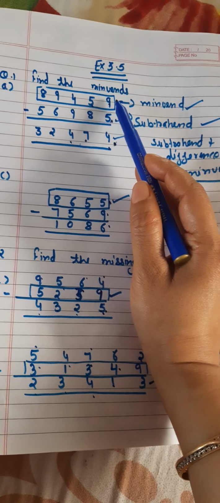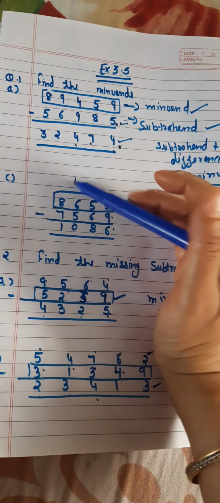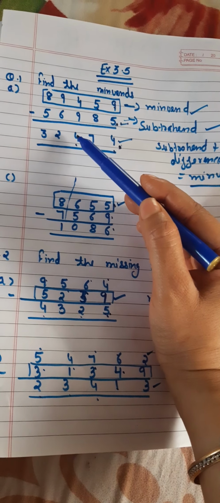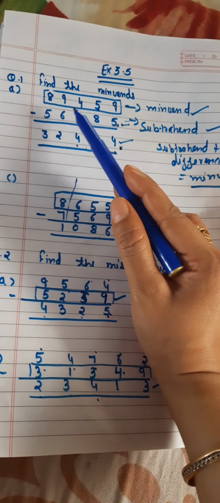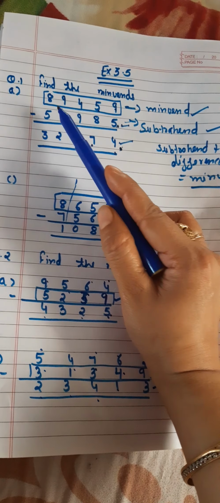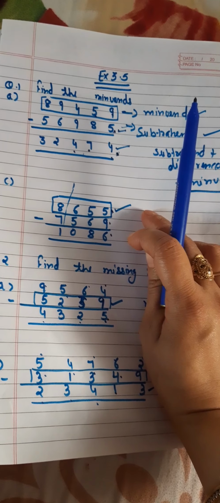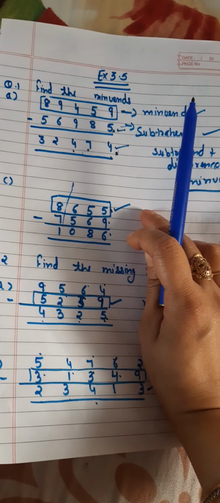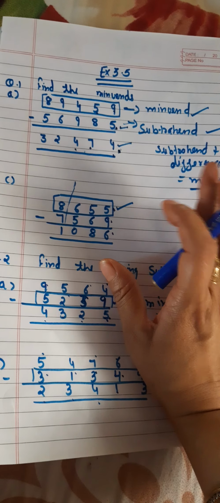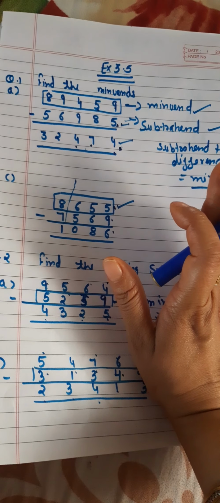Subtrahend plus difference, that is your minuend. So here minuend is missing. So 5 plus 4 is 9. 8 plus 7 is 15. One carry will go there. 9 plus 4 is 13. 13 plus 1 is 14. Then 6 plus 2 is 8. 8 plus 1 is 9. And 5 plus 3 is 8. So what is the answer here? The answer here is 89,459.